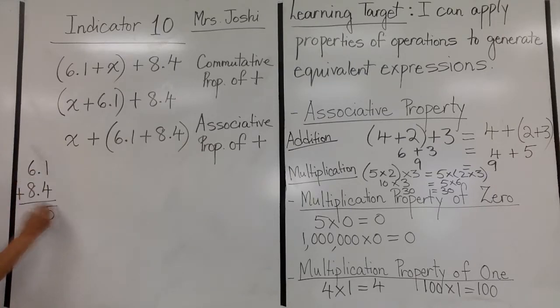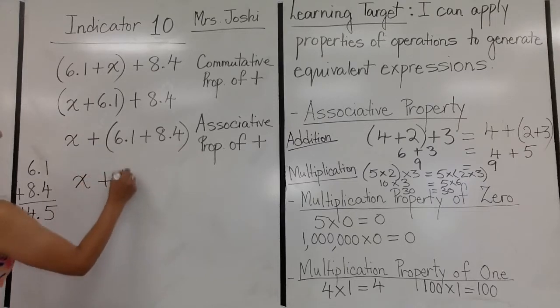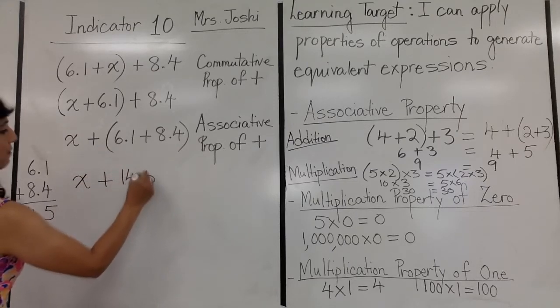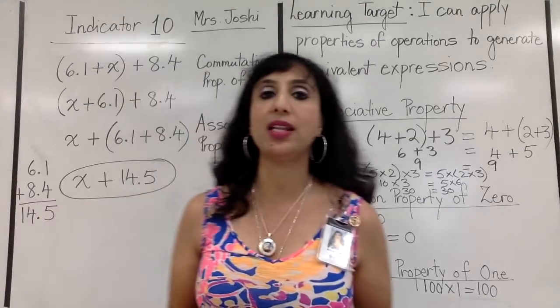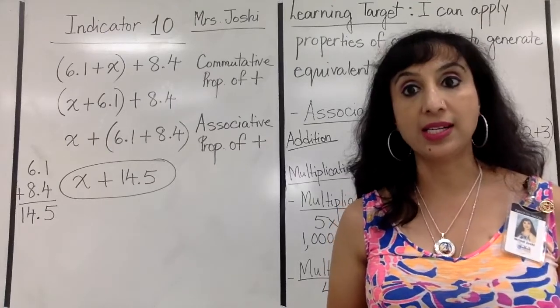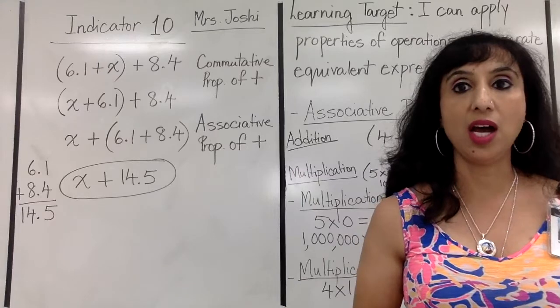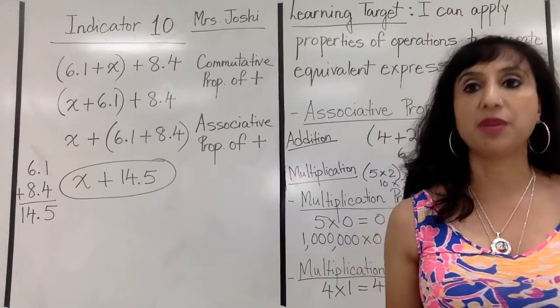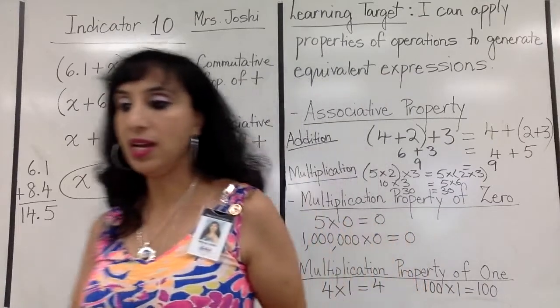4 plus 1 is 5 and 6 plus 8 is going to give me 14. So my answer is x plus 14 and 5/10. Do not try to squish those together because a variable and a number are unlike terms. Okay, if I had another number, I could add it. But I cannot squish the variable and number together. So this becomes my final solution.